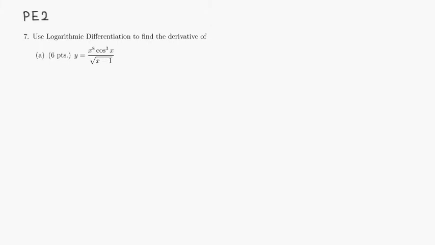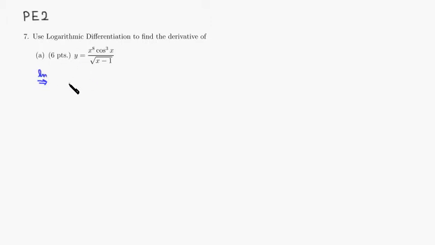Alright, let's look at practice exam 2, problem number 7. We want to use log differentiation to find the derivative of this rather complicated function. So let's do that. First we take the natural log of both sides.